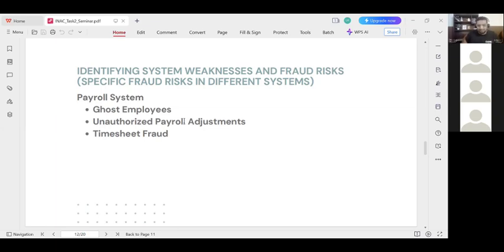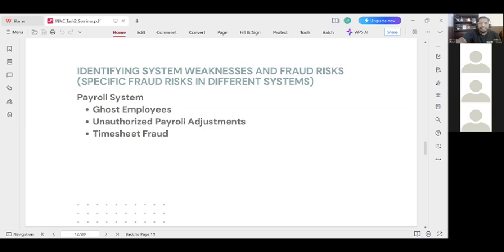So that's ghost employees. Then we have unauthorized payroll adjustments. Unauthorized payroll adjustments means you can make changes in the payrolls of your employees without authorization. So an employee might increase their own overtime hours without permission, okay? So that's an unauthorized payroll adjustment.